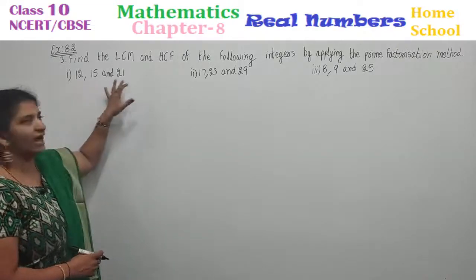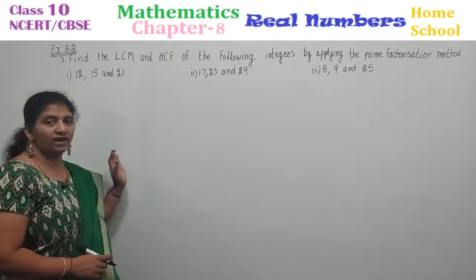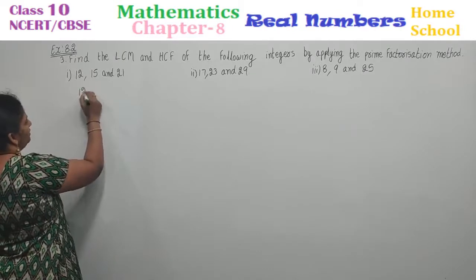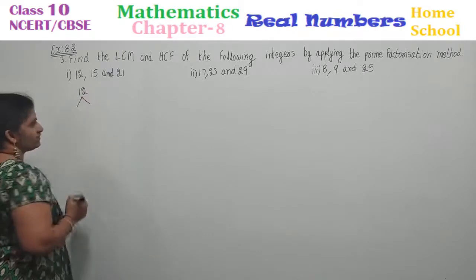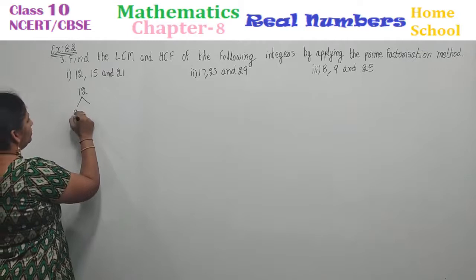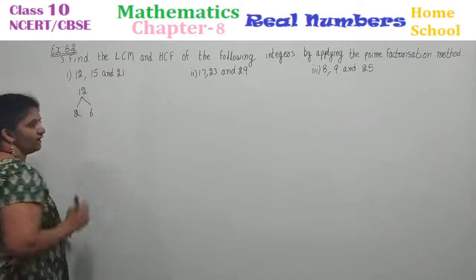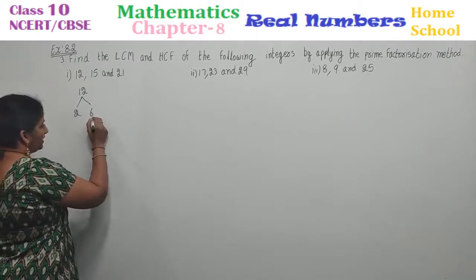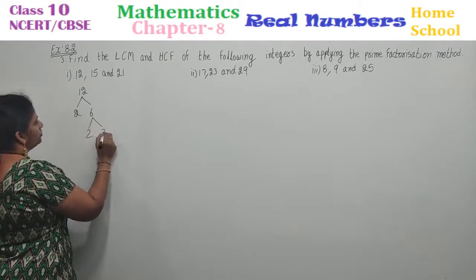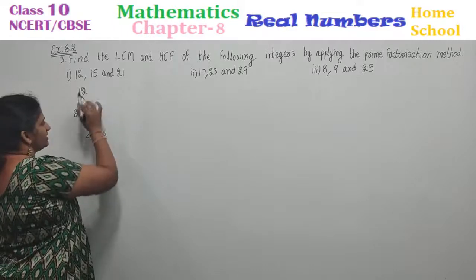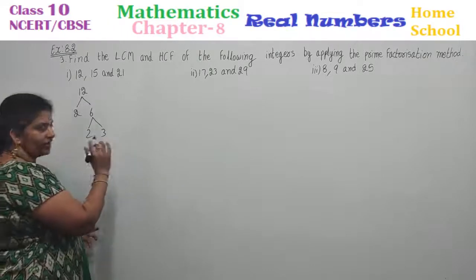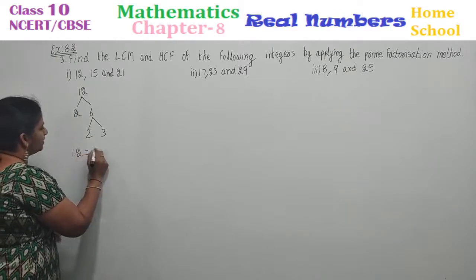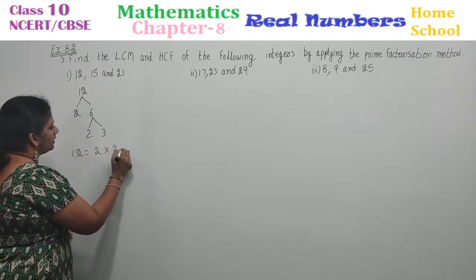12, 15 and 21. By using prime factors we need to do this. So let's draw the prime factor tree here. 12. What are the factors for 12? 2 sixes are 12. 6 is not a prime number, so what do I need to do? Again I need to split. 2 threes are 6. Finally I can write 12 equal to 2 into 2 into 3.